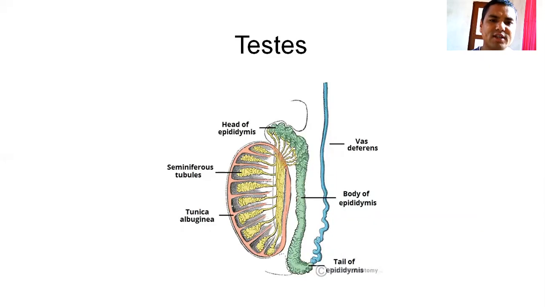Dear students, here is the figure of the testes. You can see the seminiferous tubules inside the testes and the head of the epididymis. And from the posterior end of the epididymis, there is the release of the vasa deferentia, a pinkish, bluish, long thread-like structure. You can see it here in this figure.